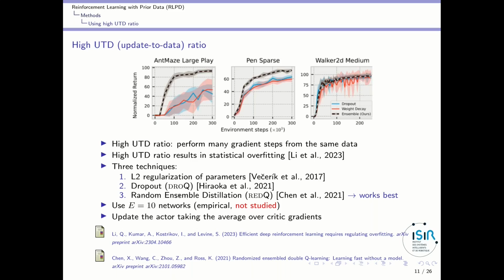And you train those different critics, not all at the same time, but for instance, you sample 2 of them and you update them over a set of 10. So in the RLPD paper, they take a set of 10 critic networks. Actually, they don't study if it would work better to use 12 or 15 or 5, but 10 looks good. And the idea is that they will update the actor taking the average over the critic gradients.